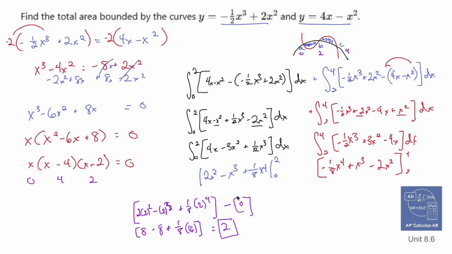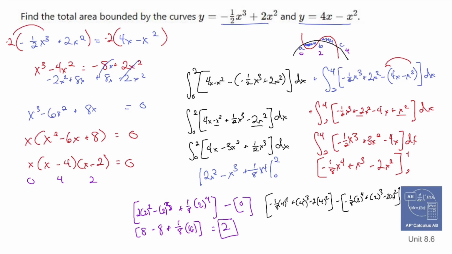All right. So this ain't going to be pretty. I got negative 1/8 4 to the 4th plus 4 cubed minus 2 times 4 squared, close it, minus it. And then I already kind of know what's going to happen here. But I'm not going to do it that way. Negative 1/8 2 to the 4th plus 2 cubed minus 2 squared, close it.